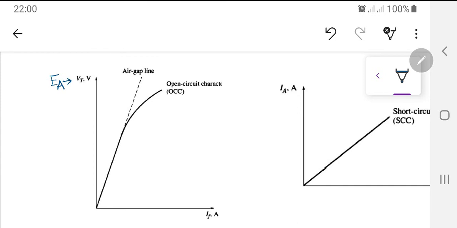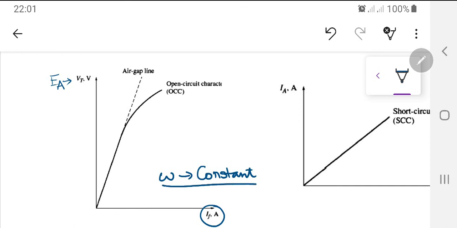Just like your magnetization curve experiment which you have done in the lab, EA is equal to K phi omega. So over here you are changing flux phi by this IF current, and you have to keep the omega speed constant. The other reason for keeping omega constant is that the frequency of the EMF available to you at the armature winding or the stator winding is going to remain constant. So this curve has been plotted with omega constant.